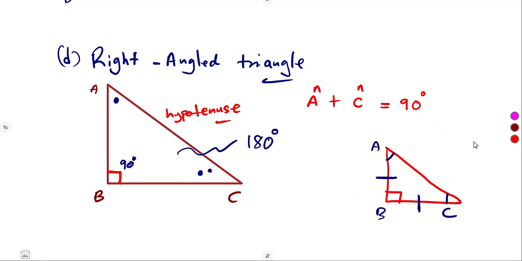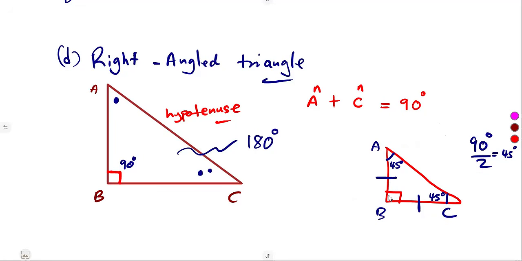So you take the 90 degrees because these two angles, they add up to 90. Then you simply divide by what? By 2. So each angle will be what? 45 degrees. Angle A will be 45 degrees. Angle C will be 45 degrees.